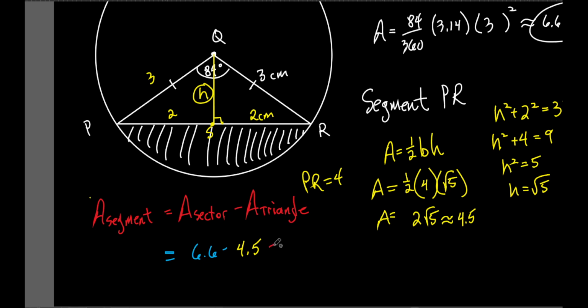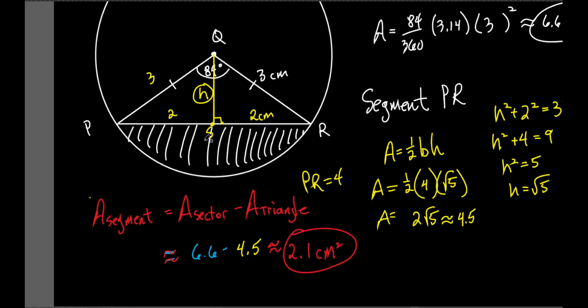That's easy. That's 2.1. Actually, I should put a little squiggly. They should all be squiggly. So 2.1, we are finding area. So what is the units? Centimeters squared. There you go. That's how you find the area of a segment.